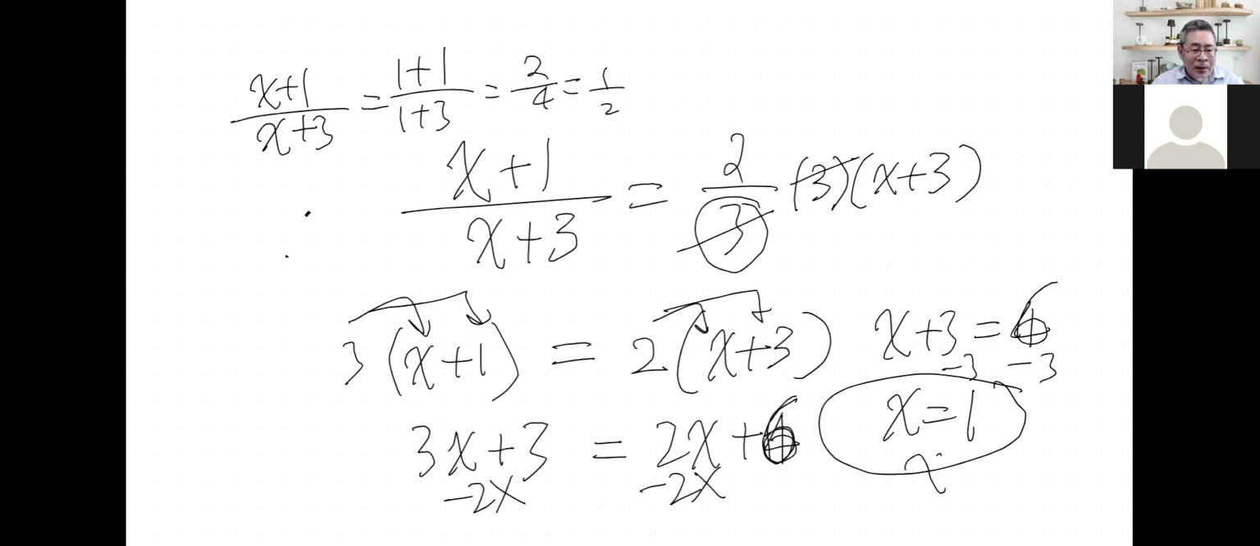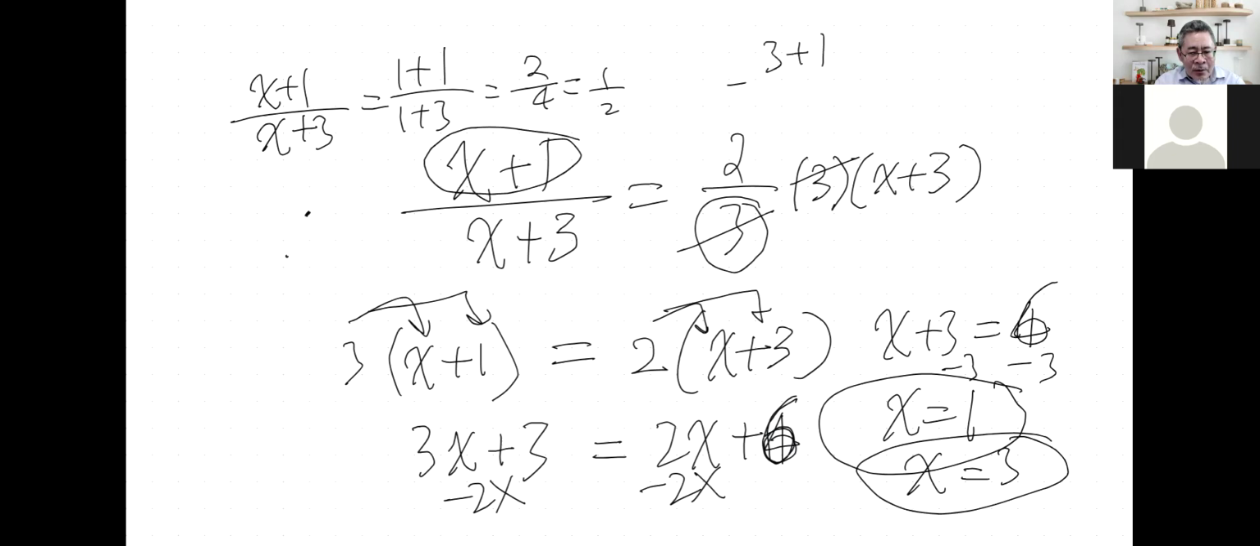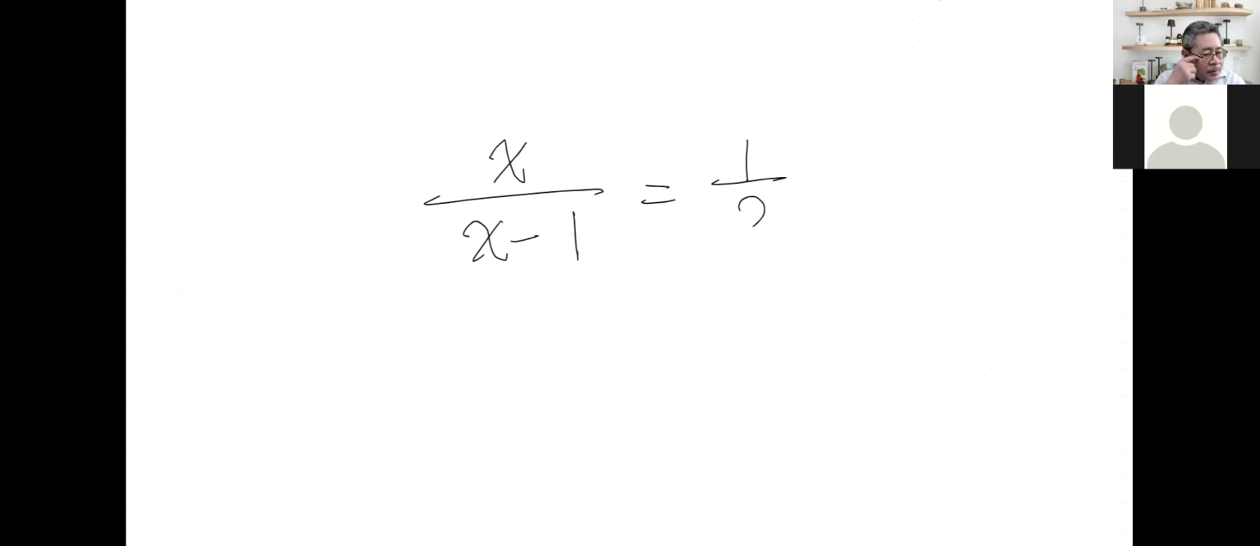Okay, now I plug that in. If x is 3, then we got 3 plus 1 on top, and the bottom, 3 plus 3. That is 4 over 6, which is indeed 2/3. So therefore, we know we got it right. Good? Okay. Have you tried a couple? x minus 1 equals half, and see what you got.